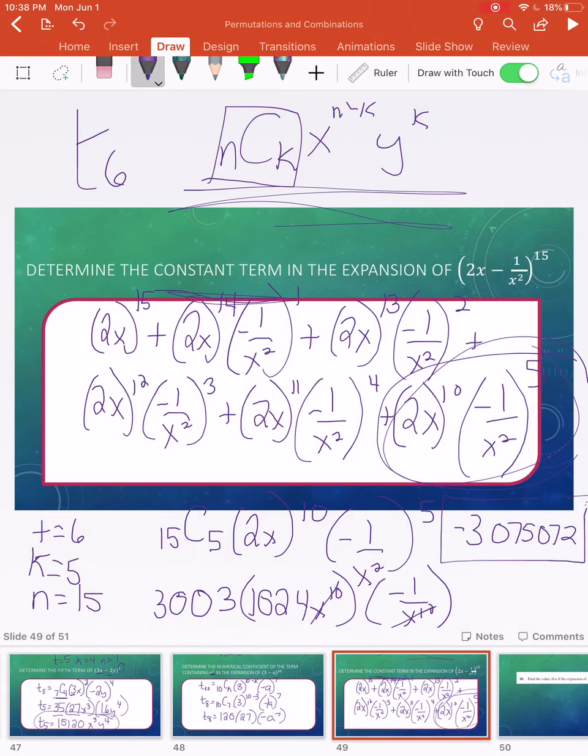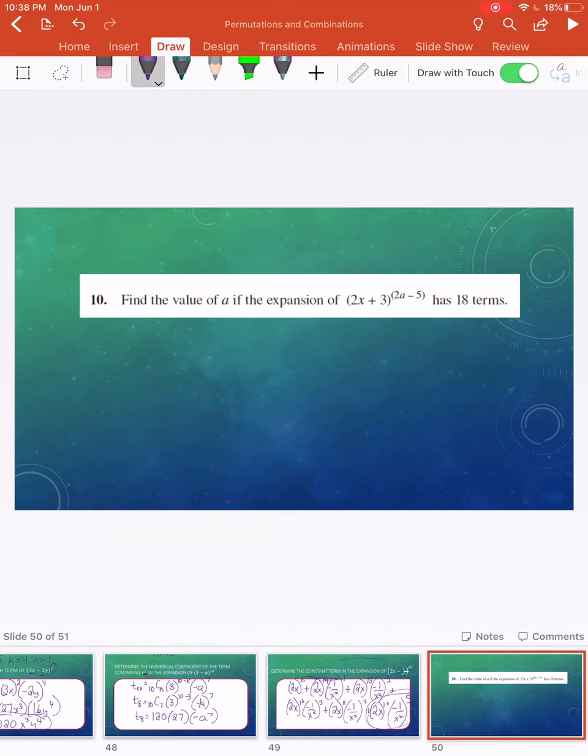All right, and you may find a different strategy to solve this. This was the strategy that I found easiest. Okay, last question, actually probably the easiest one to finish with. Find the value of a if you know the expansion of this term here has 18 terms. Okay, so I know the expansion of this binomial has 18 terms. So that means the exponent has to be 17, because remember how we talked about how the n value is always going to be 1 less than the amount of terms in your expansion.